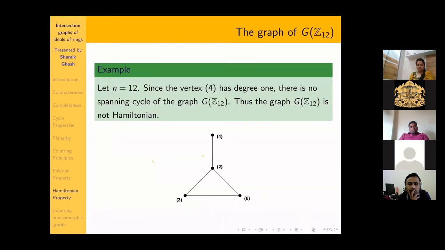Oh, sorry. I searched for a long time; it was the next slide. So you see that graph is not Eulerian, but in another context, the graph is also not Hamiltonian. Now, what is a Hamiltonian graph?